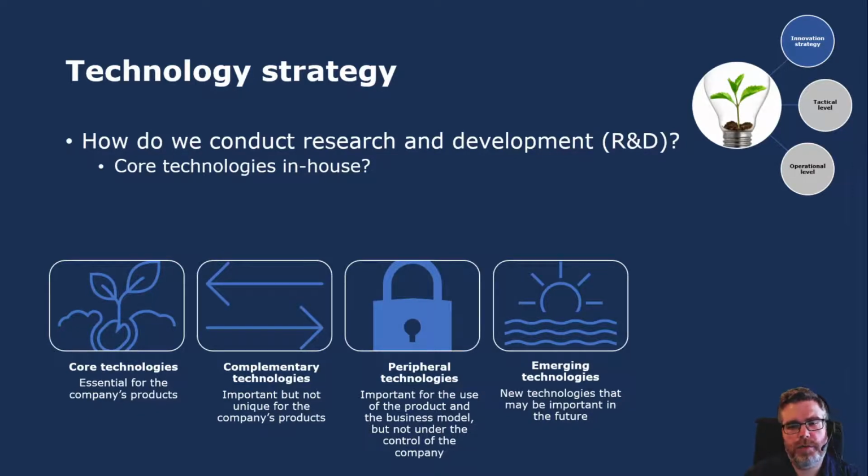And then we have peripheral technologies, which are important for the use of our product and for our business model, but they are not under control by us as a company. And then there are emerging technologies also. These are new technologies that may be important for the future, so we need to monitor them closely, but they are perhaps not mature enough to incorporate within product development in our company.